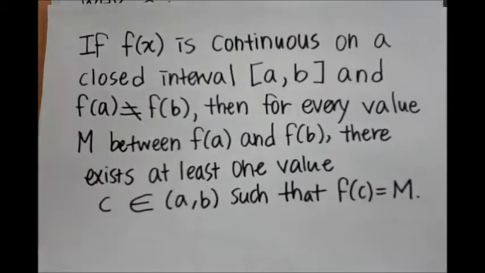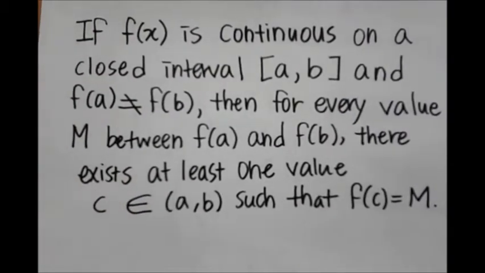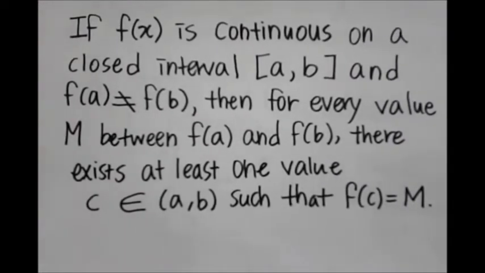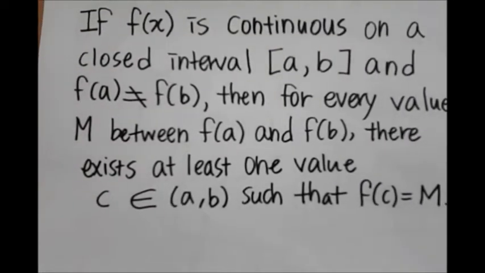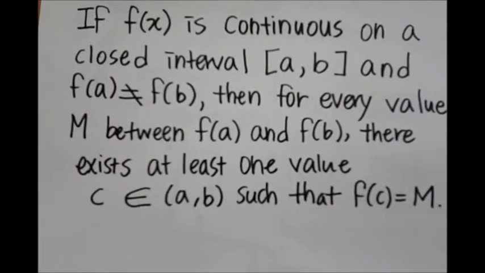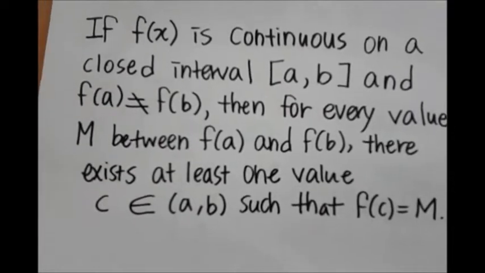The Intermediate Value Theorem states that if f of x is continuous on a closed interval from a to b, and if f of a is not equal to f of b, then for every value m between f of a and f of b, there exists at least one value c that is included in the open interval from a to b such that f of c equals m. Got it?